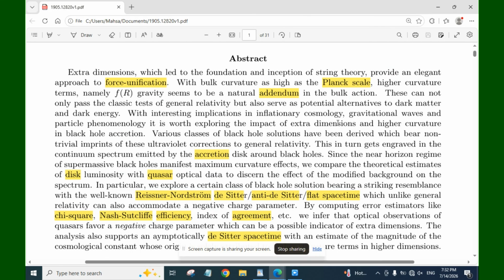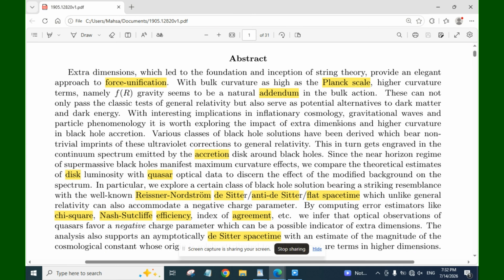So here, these can not only pass the classical test of general relativity, but also serve as a potential alternative to dark matter and dark energy, with interesting implications in inflationary cosmology, gravitational waves, and particle phenomenology. It is worth exploring the impact of extra dimensions and higher curvature in black hole accretion.